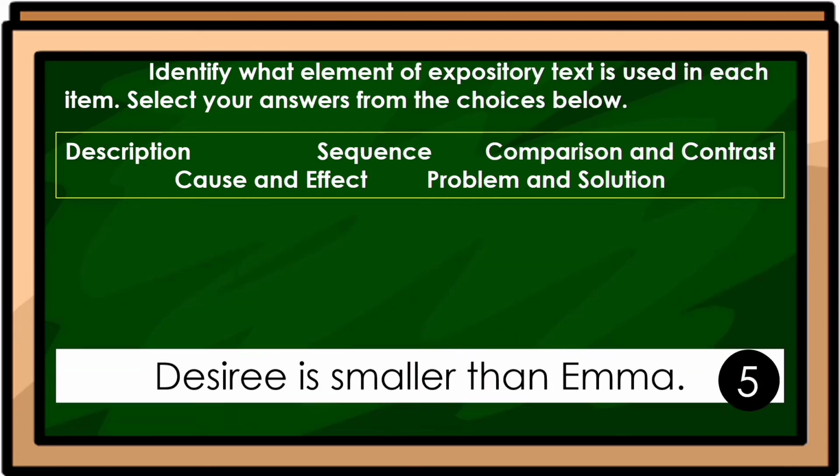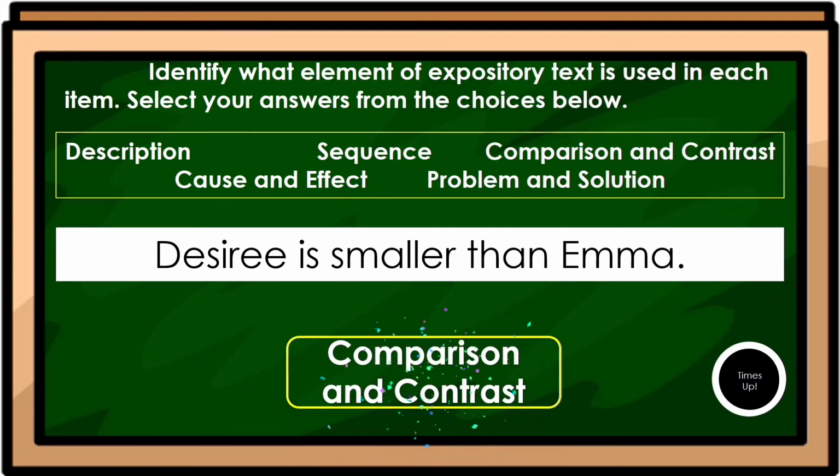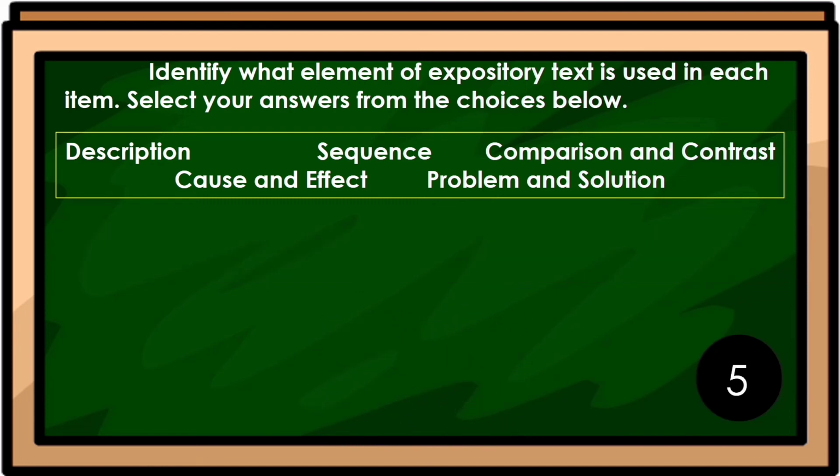Desiree is smaller than Emma. What is your answer? If your answer is comparison and contrast, then you are correct. In this sentence, we compare Desiree as smaller than Emma.